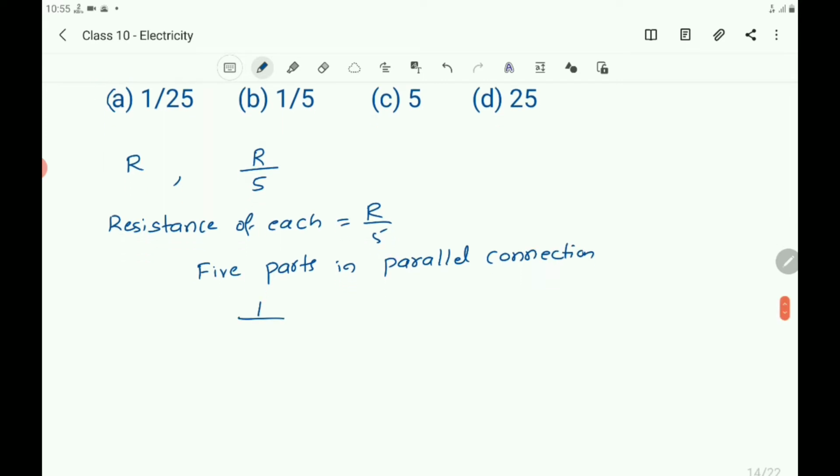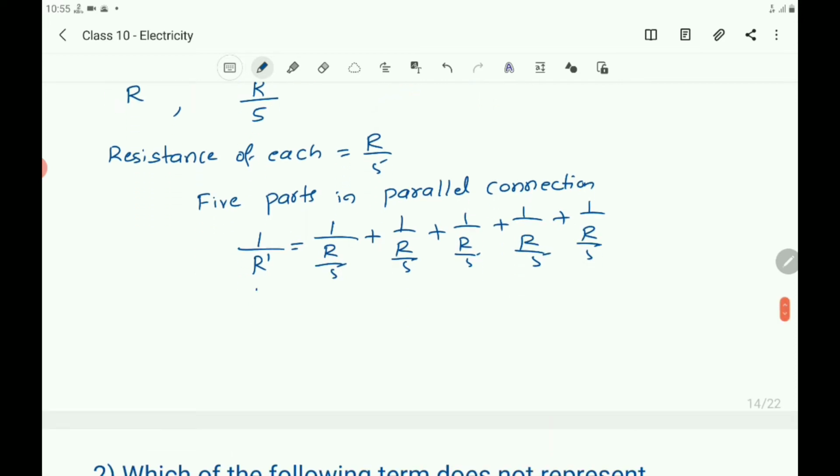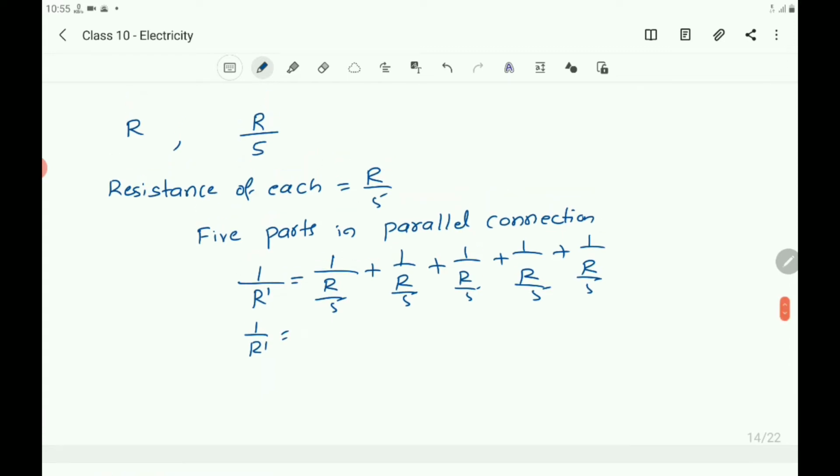So, in parallel combination, R dash is the equivalent resistance, which means 1 by R dash equals 1 by R by 5 plus 1 by R by 5 plus 1 by R by 5 plus 1 by R by 5 plus 1 by R by 5. That becomes 5 by R plus 5 by R plus 5 by R plus 5 by R plus 5 by R.